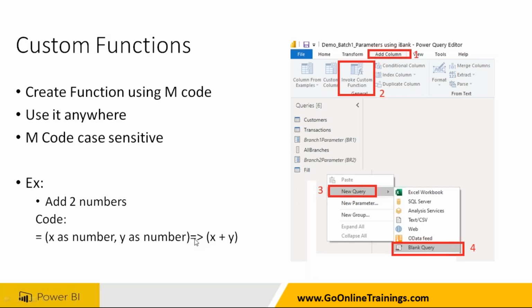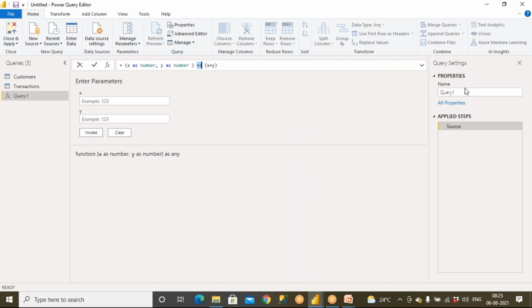So this is the M language. M language is case sensitive. Clear? So the code is very, very simple to add two numbers. Now, what is my query? My query is not Query1, it is AddTwoNumbers, nums. Okay? Nums, press enter.